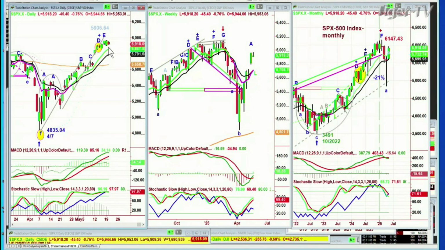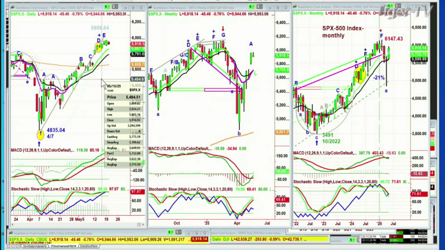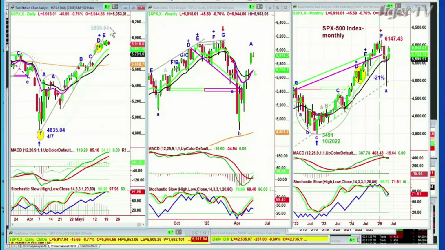But look at this. It's just holding quite nicely. If at any point it takes out, doesn't even have to close, but it takes out this lower 59.24.21, I'm sorry, 58.65.16, this low on the 15th, then you've negated this Chapman wave instant restart.